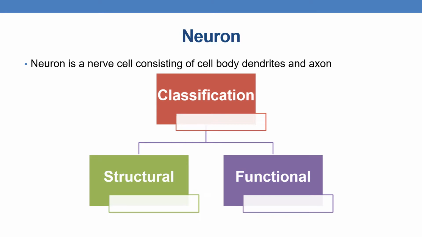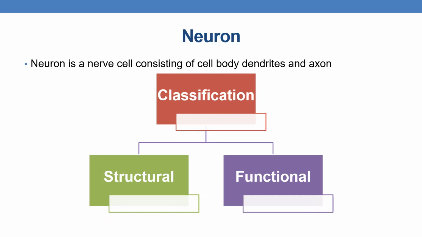So first of all, what is a neuron? A neuron is a nerve cell consisting of cell body, dendrites and axon. It is the basic unit of the nervous system. In the next session, we will discuss in detail the structure of a neuron. As of now, let us focus on the classification.